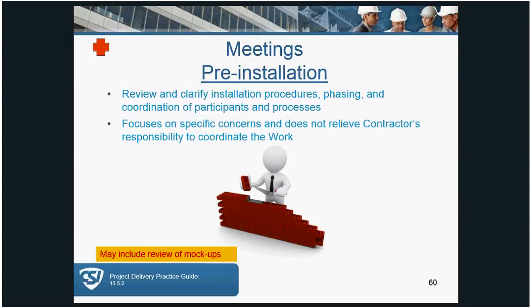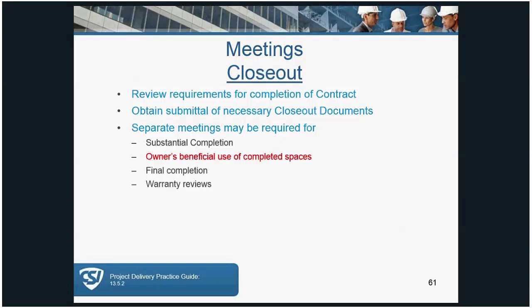We've talked about pre-installation meetings. They may be focused on specific concerns and do not relieve the contractor's responsibility to coordinate the work. They may also include review of a mock-up. Closeout meetings are meetings that talk about the closeout procedures for the project, including substantial completion, the owner's beneficial use of completed spaces, or warranty reviews, and are basically the last coordination effort that takes place before all these documents are submitted. Next.